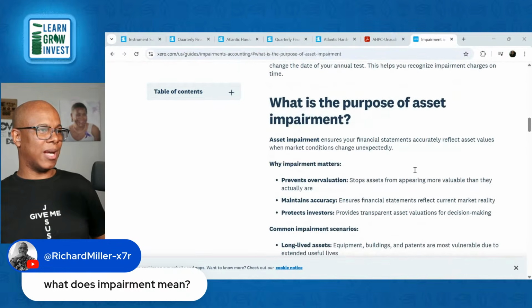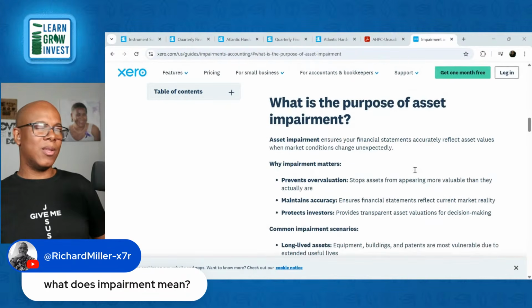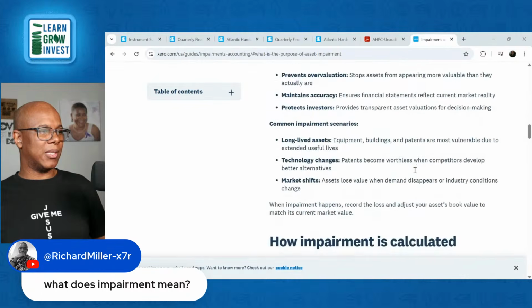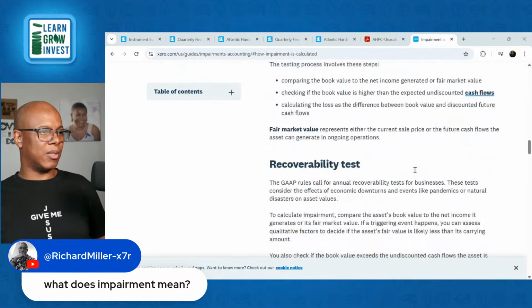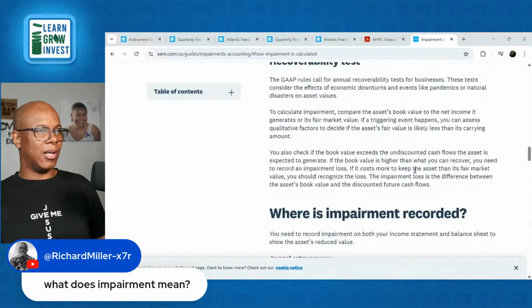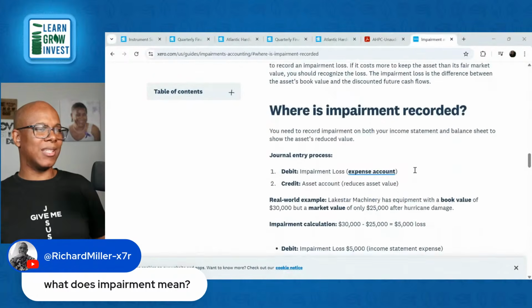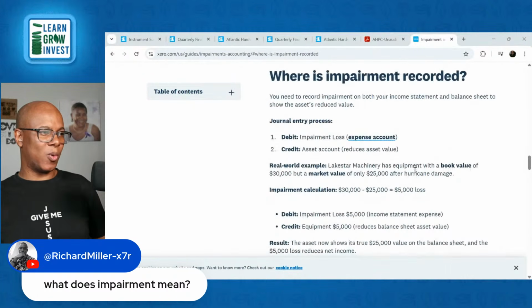What's the purpose of an asset impairment? So I think I'd used it for when, for example, the company had accounts receivable. It's just something that I've seen. Let me see if they have it here for specifically that. And this is also why I didn't want to get into it, because I'm hoping that I'm not confusing anybody here. All right. So it's saying here where the impairment is recorded.